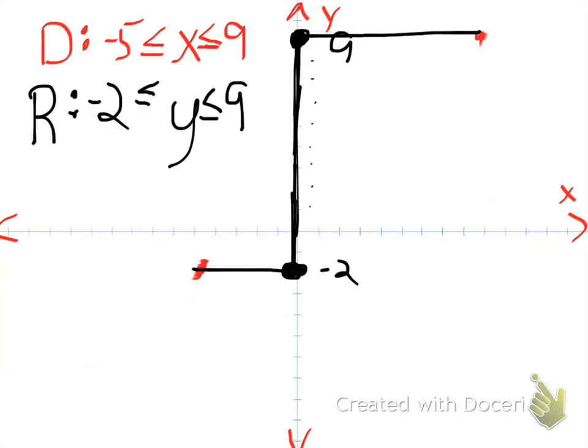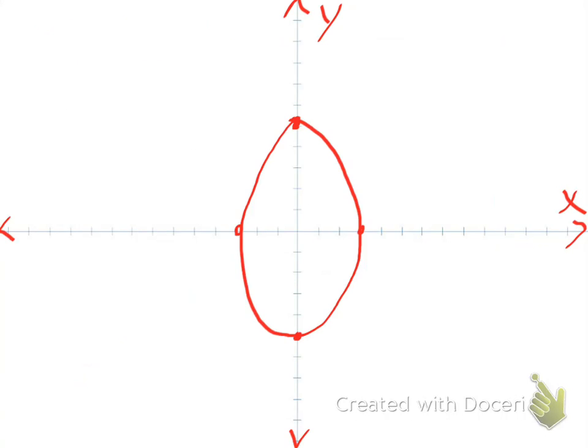Here, let's do another one. Here we have a really awful looking oval. And we want to find the domain and range of this oval. Here's my domain. Here's my range. Okay, so let's see. I'm going to figure out x first, domain. So this one's actually pretty much done for me.